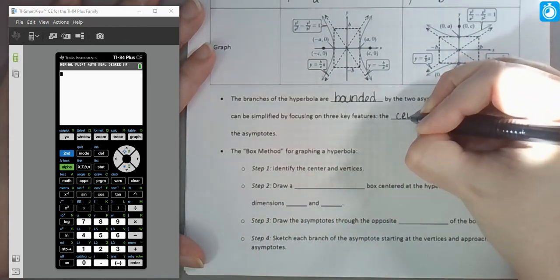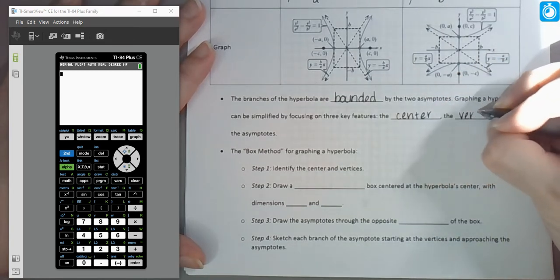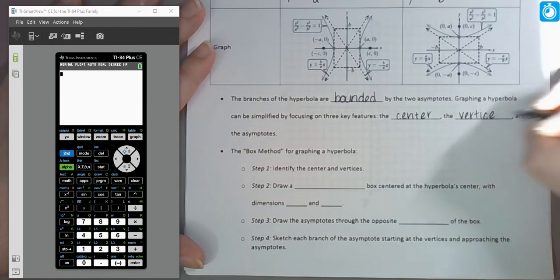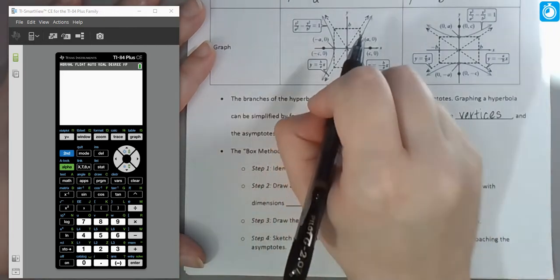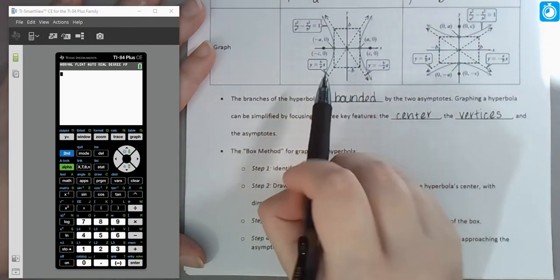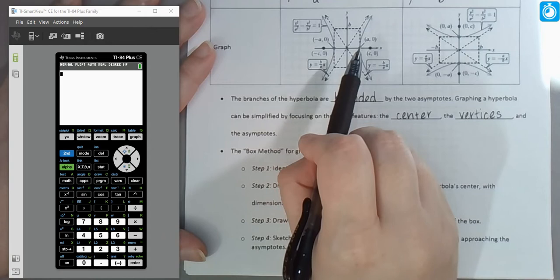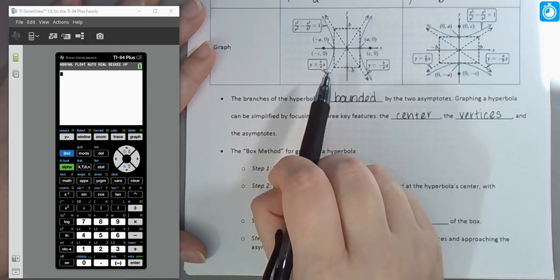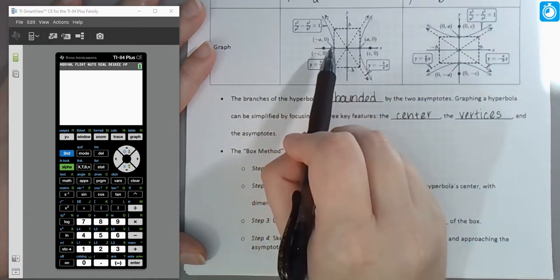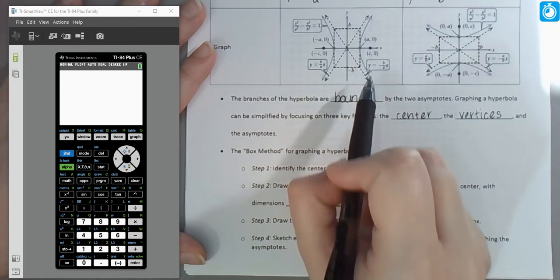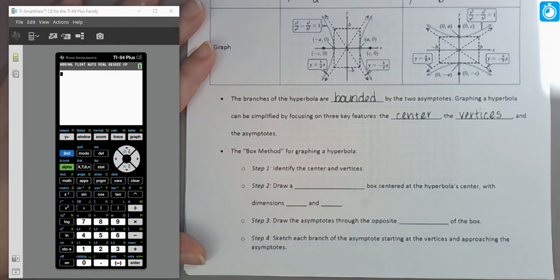So number one, the center. Where's the graph centered? Number two, the vertices. Think of the vertices as the starting point for each of the two branches. And then the asymptotes. So if we know where the graph is centered, we know where the asymptotes intersect. If we know where the vertices are located, we know where the branches of the graphs begin. And then if we know the actual asymptotes, we know how the actual branches of the graph are going to emanate from those vertices.